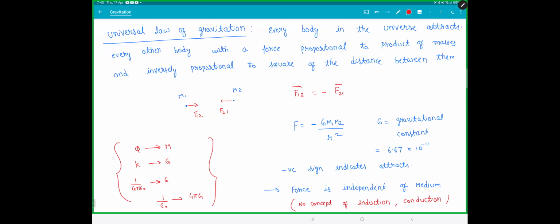We will write down all those formulas again anyway. But for now, this is the only result that we have. If you have two masses, this is the force between them. Is that clear, everyone?